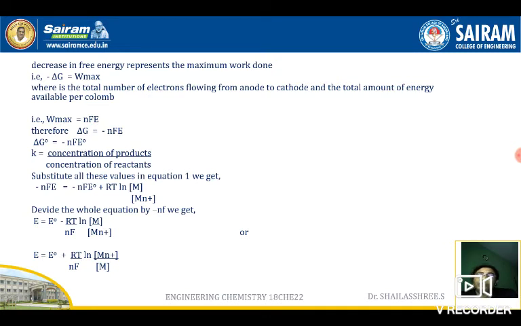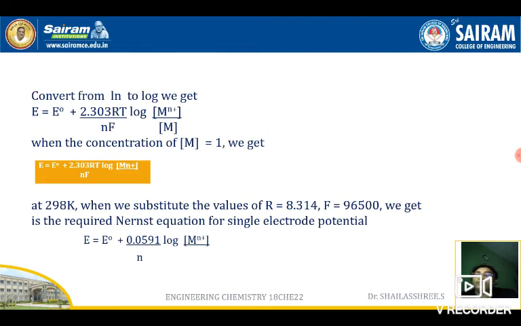Okay, we have to divide the whole equation by minus nF, because we are showing the relationship between the potential and concentration of the species. We will get the next term, E is equal to E naught minus RT by nF ln M by Mn+. Okay, we can write this as E is equal to E naught plus RT by nF ln Mn+ by M. The next step is we have to convert from ln to log. We have to multiply by 2.303. So we will get E is equal to E naught plus 2.303 RT by nF log Mn+ by M.